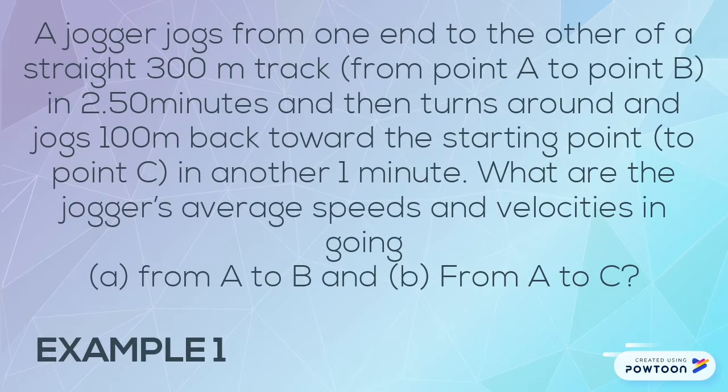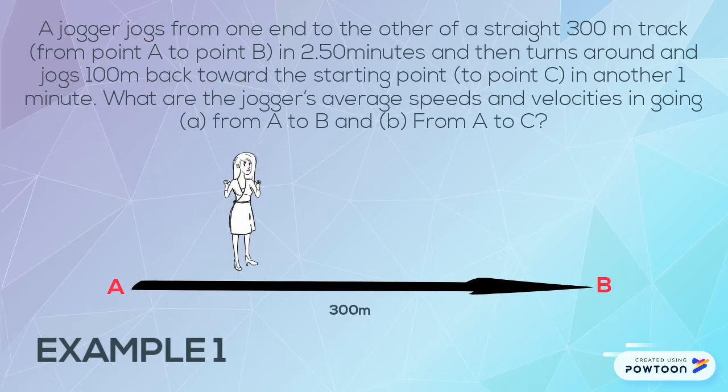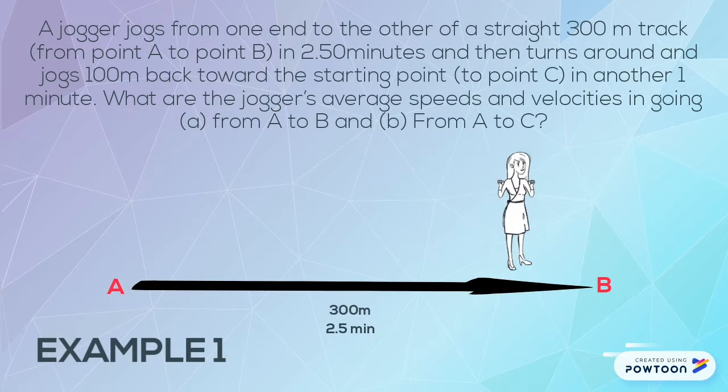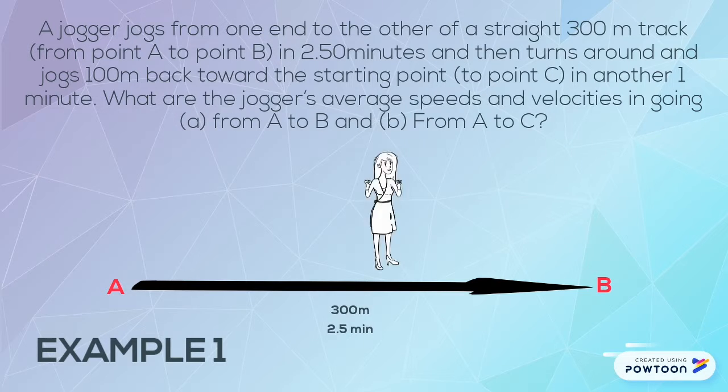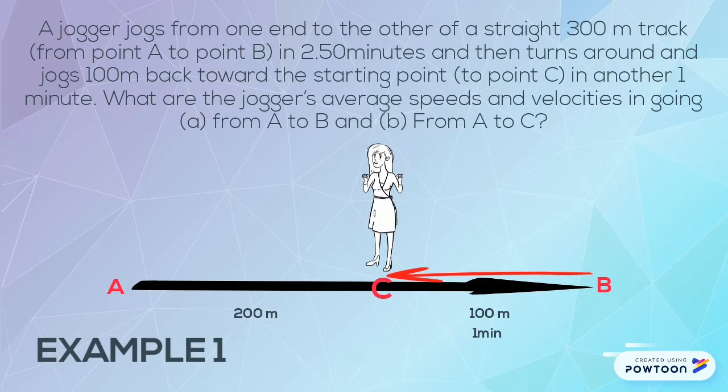So let's go to the problem solving. Example number 1: a jogger jogs from one end to the other of a straight 300-meter track, from point A to point B, in 2.5 minutes, and then turns around and jogs 100 meters back toward the starting point to point C in another 1 minute. So the question is, what are the jogger's average speeds and velocities in going, letter A, from A to B, and letter B, from A to C? It's not multiple choice, okay?